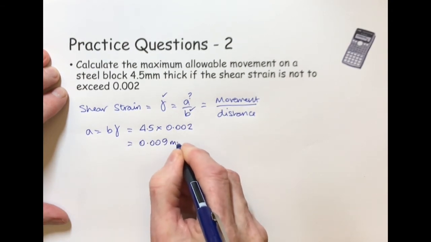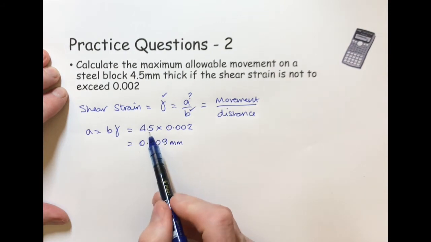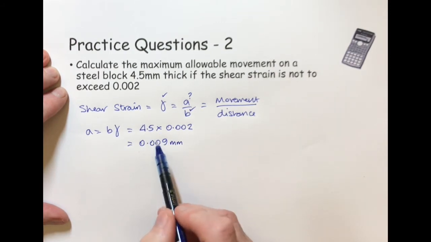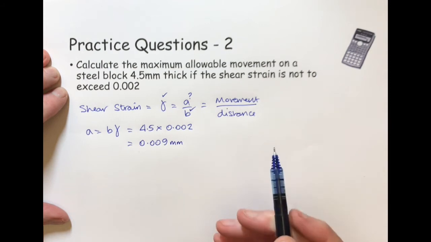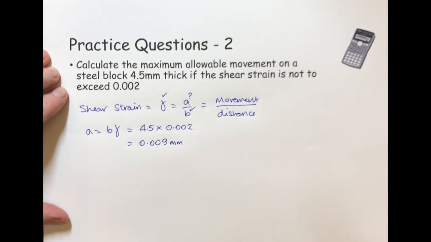0.009 millimeters. Obviously, if you divided by 1,000 and converted that to meters, your answer would be in meters, and you need to state meters there. But that's a perfectly good way of doing it.